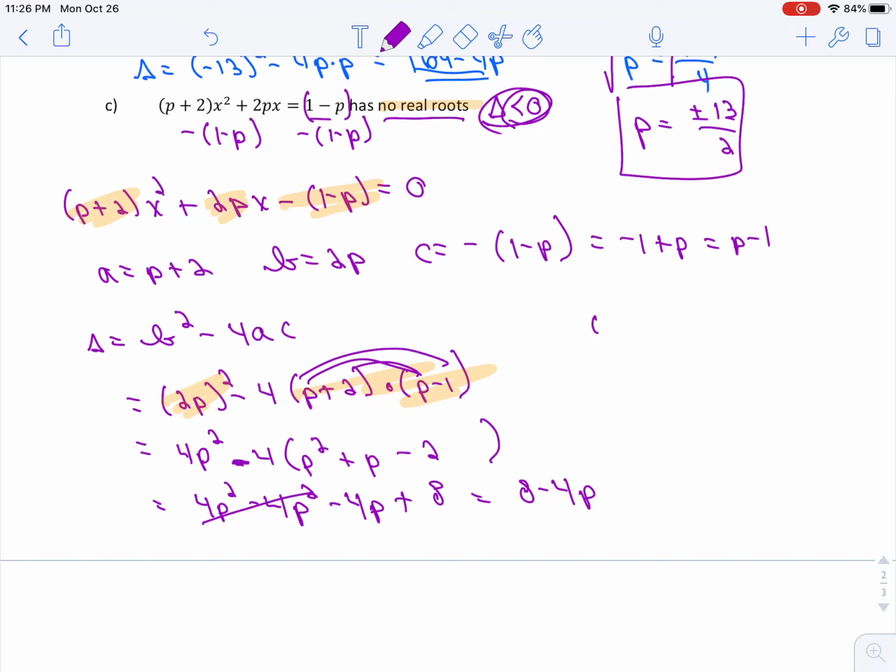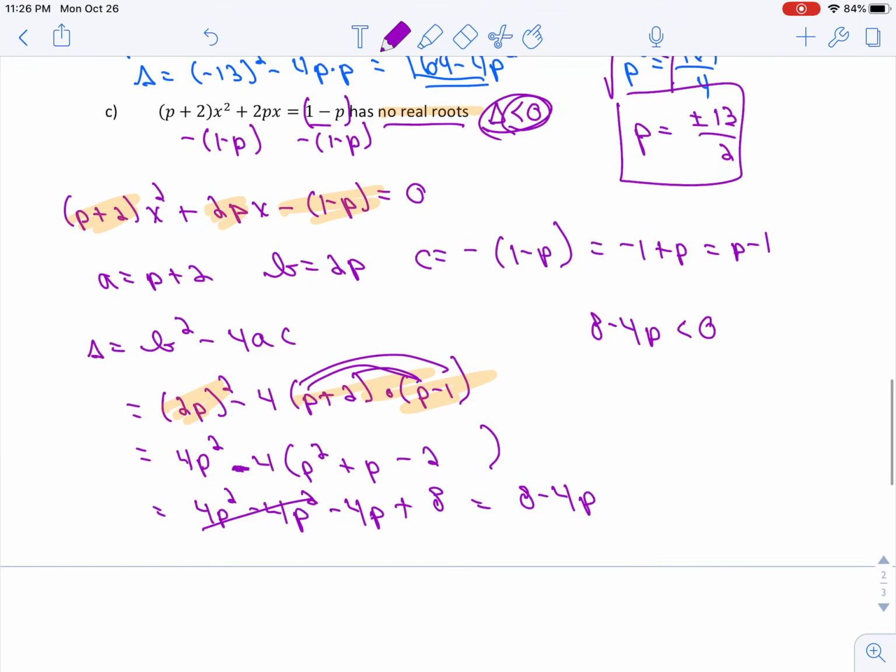So remember that we want this 8 minus 4p, the discriminant, to be less than 0. That means if I subtract 8 from both sides, negative 4p is less than negative 8. Divide both sides by negative 4, and remember if I divide by a negative, I have to switch the inequality sign. x has to be greater than 2. Actually, somehow I lost it, it's not x, it's p.